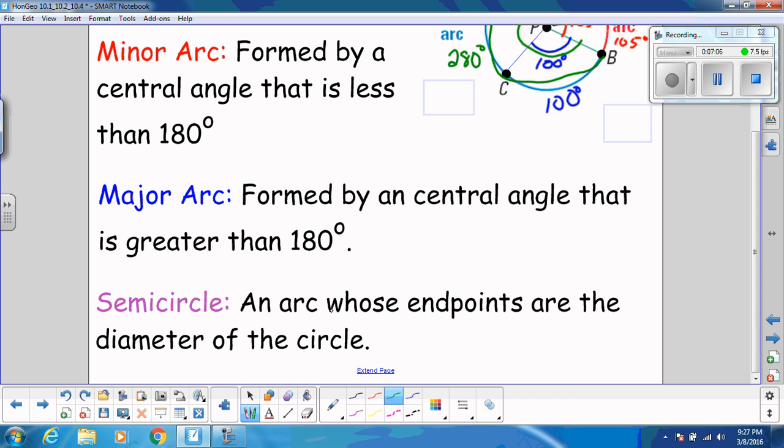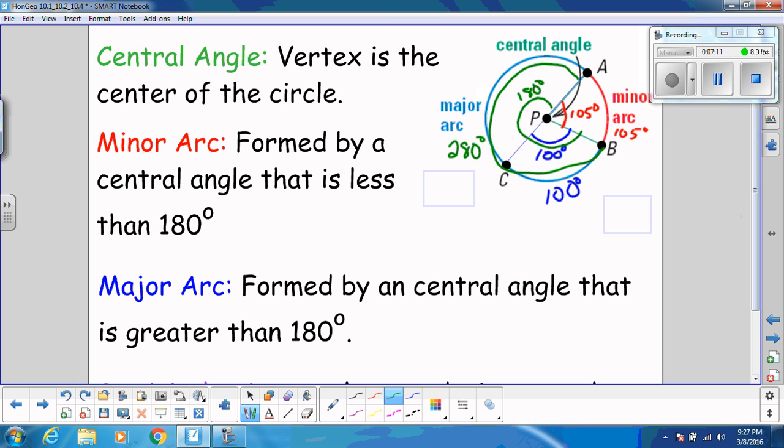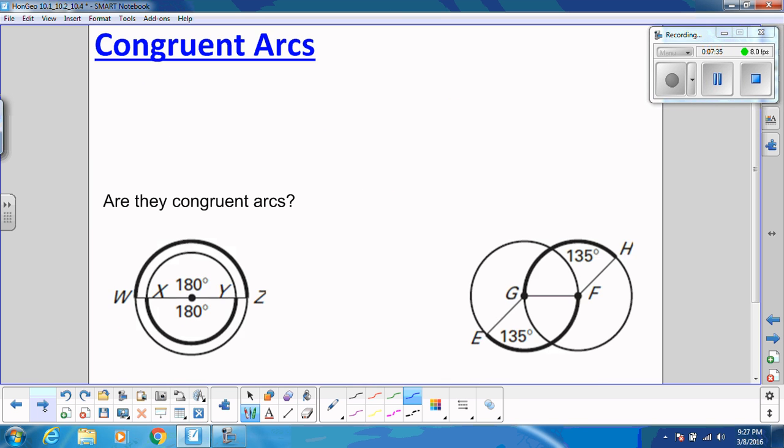A semicircle is an arc whose endpoints are the endpoints of a diameter of the circle. I think we understand a semicircle is half the circle. So if I was just talking about the arc from A to C, that is just this part from here to here. We know that's 180 degrees, so a semicircle is exactly 180 degrees. Okay, so minor arc is less than 180, major arc is greater than 180, semicircle is exactly 180. Congruent arcs are simply arcs that have the same measure.